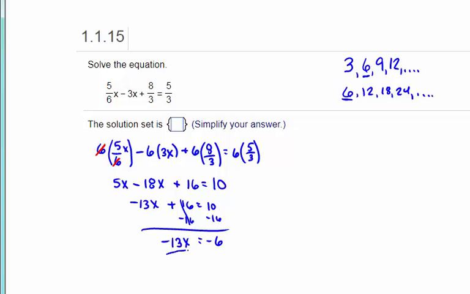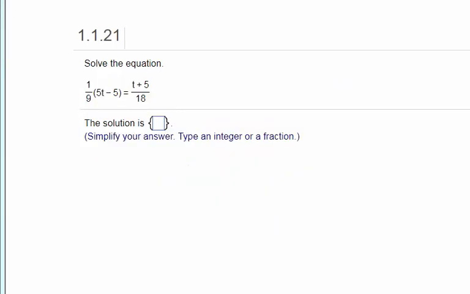And our last step will be to divide both sides by negative 13. And so our final answer will be negative 6 over negative 13. And remember that your negatives will cancel, so you'll have 6 over 13. And again, you can check it by plugging that into your original equation for x.